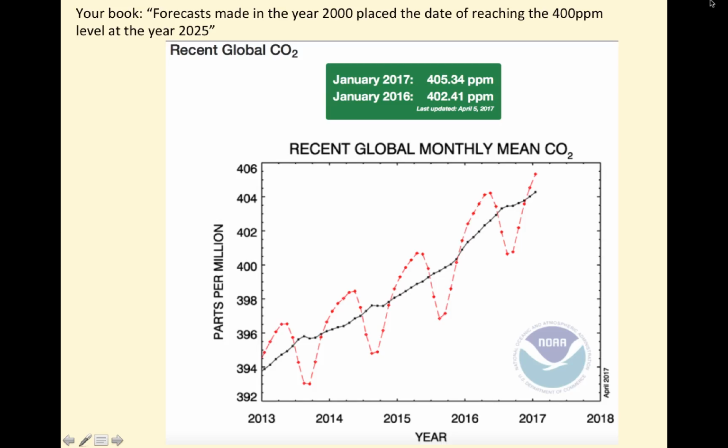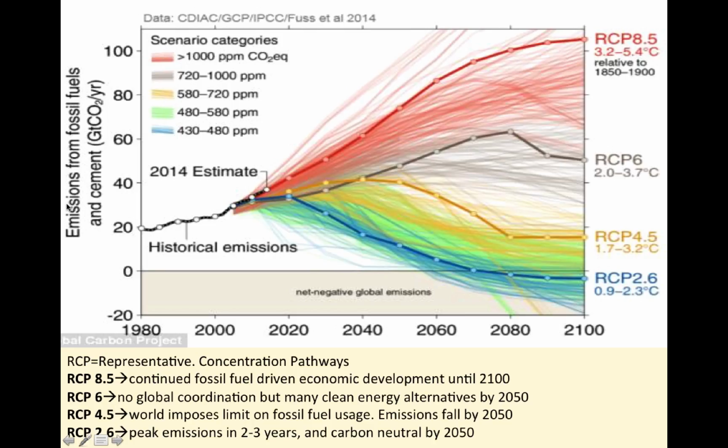So interestingly, your book, and a lot of books are dated once you use them for a while, forecasts made in the year 2000 place the date of reaching the 400 parts per million level at the year 2025. Well, we're well past that now. Here we're looking at January 2017, where global average CO2 was 405 parts per million. Shown here is emissions from fossil fuels and cement in gigatons of carbon per year. And they're showing the historical emissions over time from 1980 going up to about 2014. And there's predictions made right here at about 2007 by the IPCC reports.